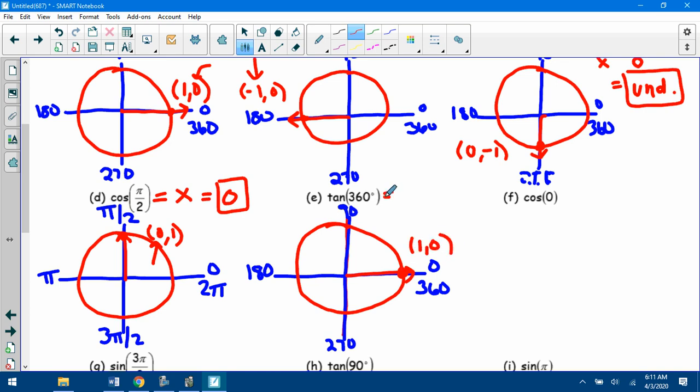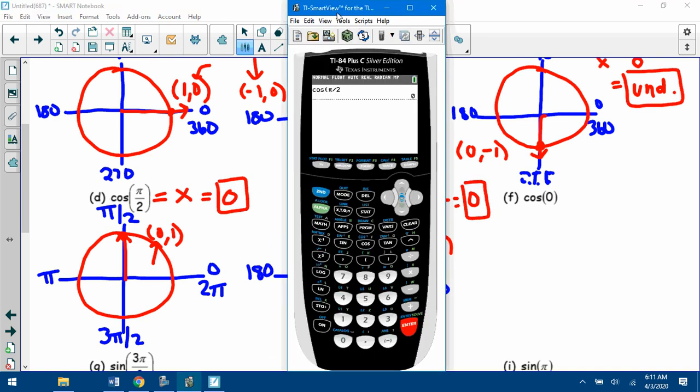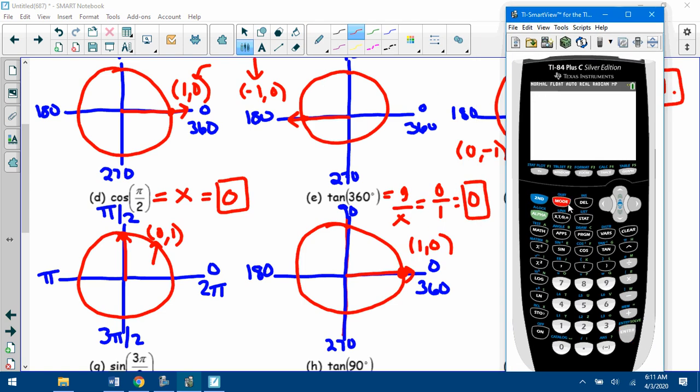Tangent's the trickier one. You've got to think sine over cosine. Sine is y, over x, which is cosine. So the y coordinate here is 0. The x coordinate is 1. 0 divided by 1 is 0. So tangent of 360 does exist, and it's 0. I'd have to go back to degree mode one more time and say tangent of 360 is 0.